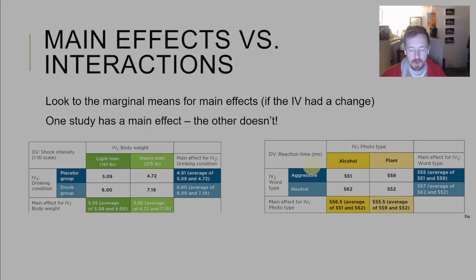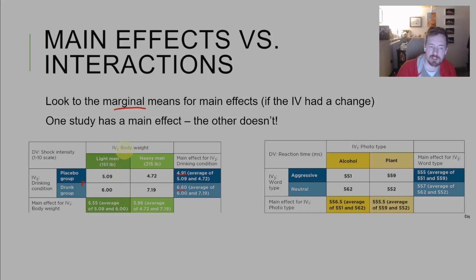Alright, so let's talk a little bit more. I think we're actually going to get done with this presentation much faster than I thought. So if we're looking at main effects versus interactions, one helpful thing, if you're just looking at the tables, can be looking at what's called the marginal means. The marginal mean is the average across these two means. If you have a 2x2 matrix like we see right here, then it can be helpful to get the average across. So if I average 5.09 and 4.72, I get an average of 4.91, and then if I go across again, I get an average of 6.60. That is quite a difference, right?